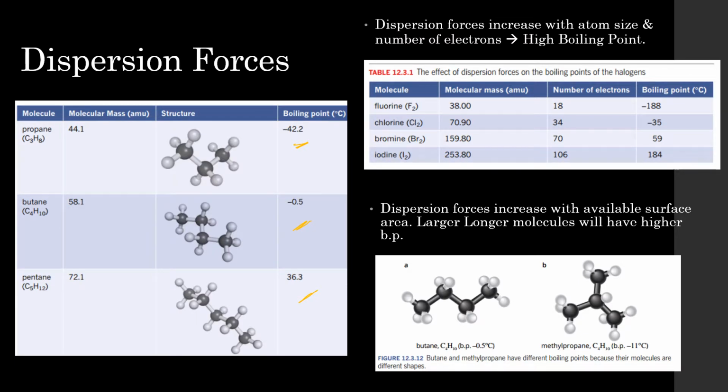Now butane and methylpropane have the same formula. They're both C4H10, but you can see the structure of them are a little bit different. Methylpropane is a bit more of a T or a Y shape, whereas butane is a chain. And so the butane, being a longer molecule, will have a slightly higher boiling point because of that.